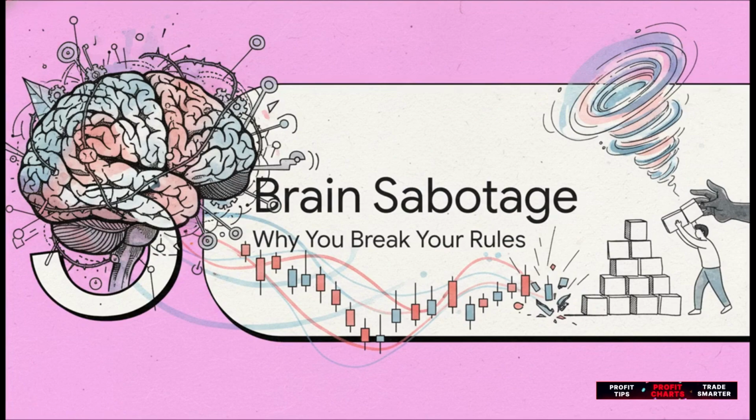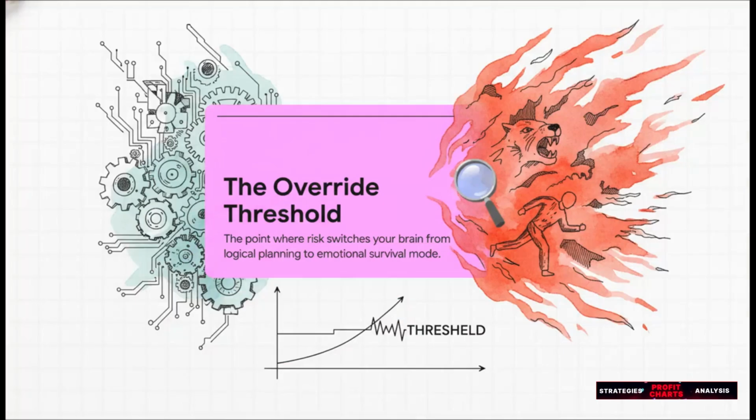But let's get real for a second. What if you have a great strategy? You know all the rules, and you still can't seem to follow them. You know you should wait for that confirmation candle, but you just can't help yourself and you jump in early. Well, it turns out the biggest obstacle in trading isn't your strategy or your indicators. It's your own brain. And this concept right here is an absolute game changer.